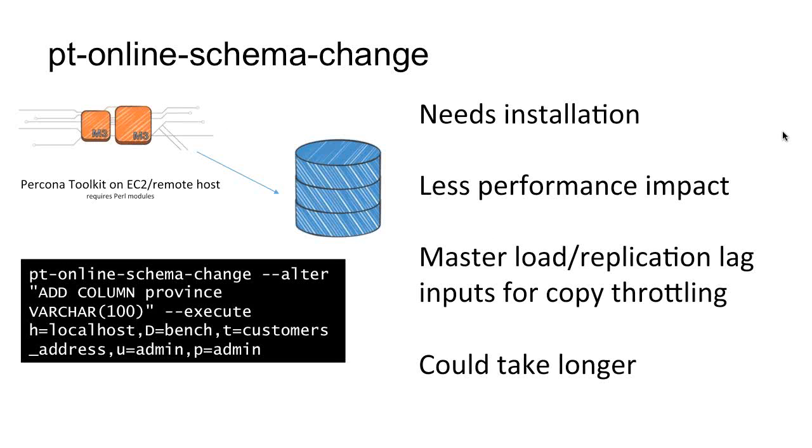The challenges with this is you need to have an EC2 instance. You need to do an install of this because you need Perl modules which are for Percona. There is very little performance impact on this. We're going to see that as a graphical representation. Based on the master load and replication lag, you can really do some amount of copy throttling as well. It could take longer, because of the way it is online. It can take longer to complete.